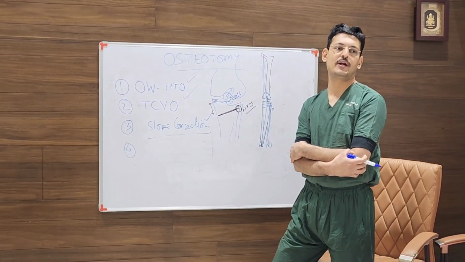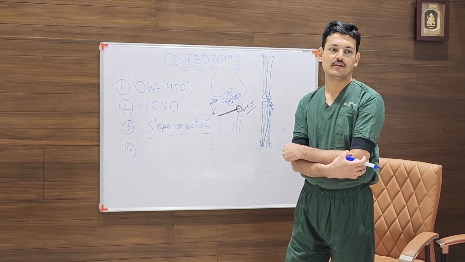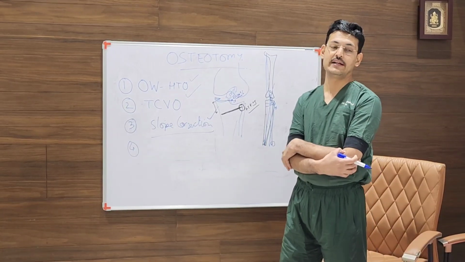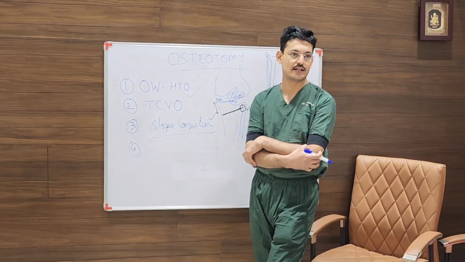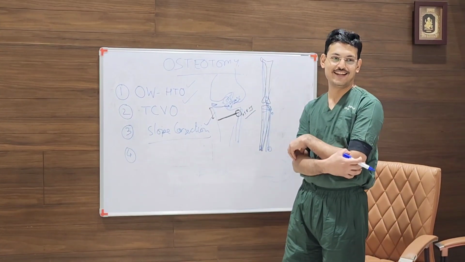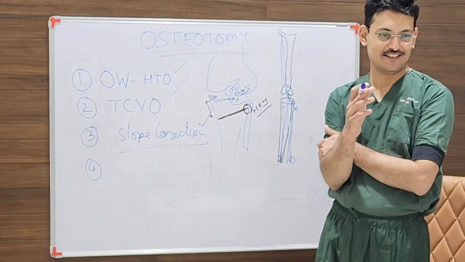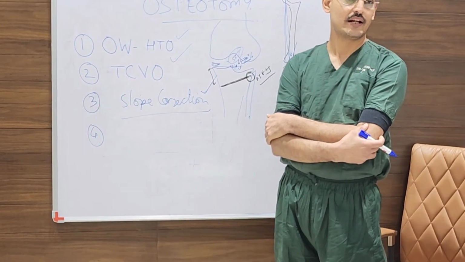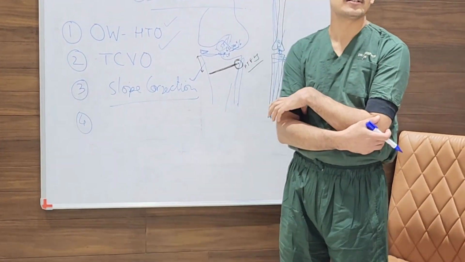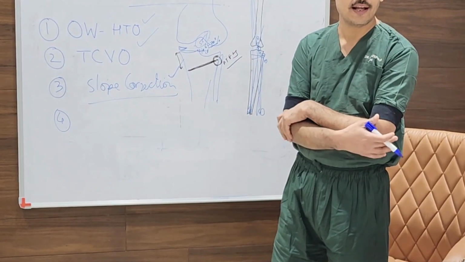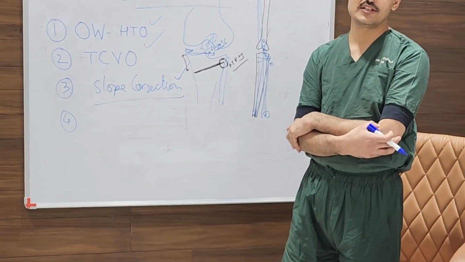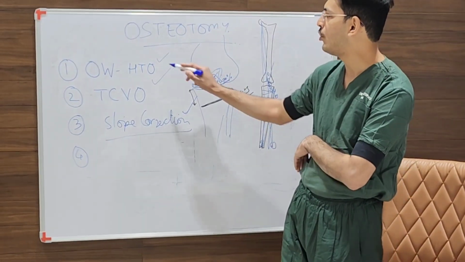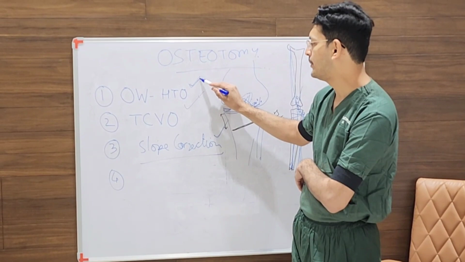And how many mm of opening as compared to the degree? 1 mm per degree, up to 10 degrees. So if you want to do a 10 degree correction, 1 mm is equal to 1 degree. After that it is increased; after that this is not true. Usually up to 10 degrees of correction we don't want a bone graft or a substitute. If you have more than that, you need a bone graft or a substitute. So this is about open wedge osteotomy.